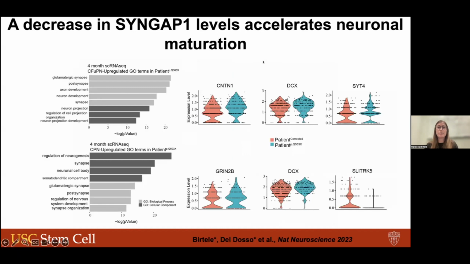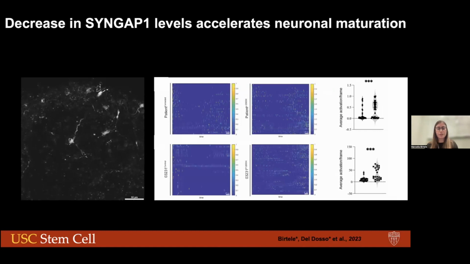And lastly, we wanted to look also at how this early phenotype would affect later stages of development and maturation. So we performed single-cell RNA sequencing in 4-month-old organoids. And here you can see highlighted terms for corticofugal and cortical projection neurons, where we could see that in the patient we had an upregulation of different maturation markers, suggesting that, again, SYNGAP accelerates neuronal maturation.